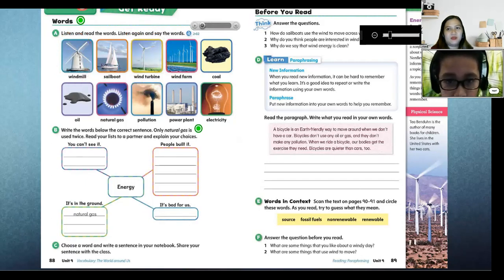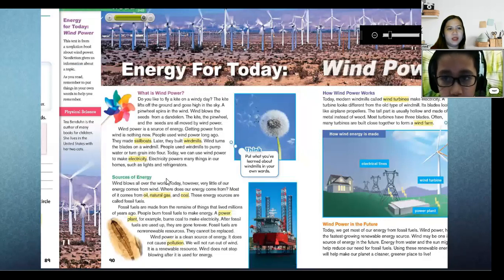Windmills used to pump water or turn grain into flour. Now wind power is used to make electricity. Now here, sources of energy. Wind blows all over the world. However, very little of our energy comes from the wind. So again, where does our energy come from?